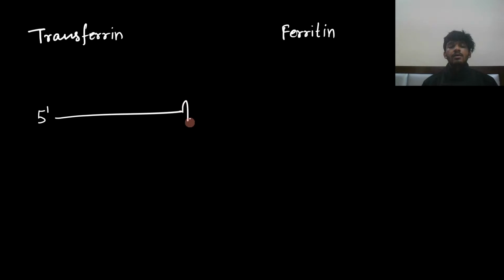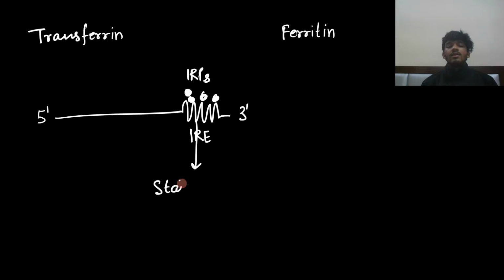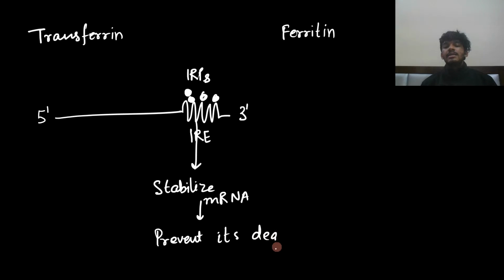So I will take this differently for transferrin and differently for ferritin. For transferrin, this is the 5' end. This is the mRNA, this is the iron response element, and this is the 3' end. So when the iron response proteins bind here, they will stabilize the mRNA and prevent its degradation. So they will help in increasing the synthesis of transferrin.